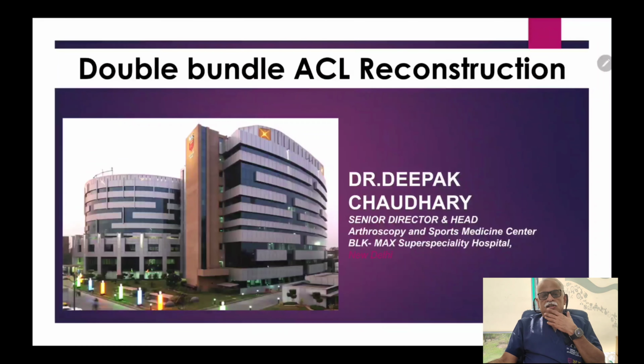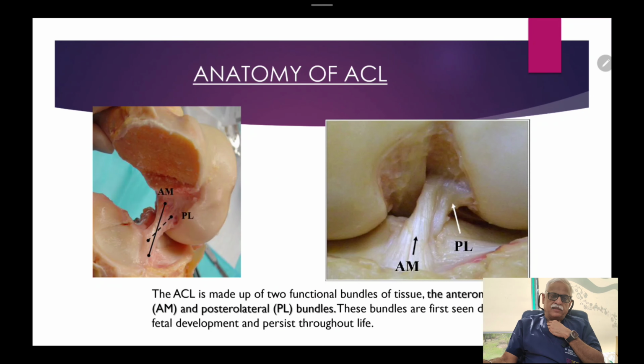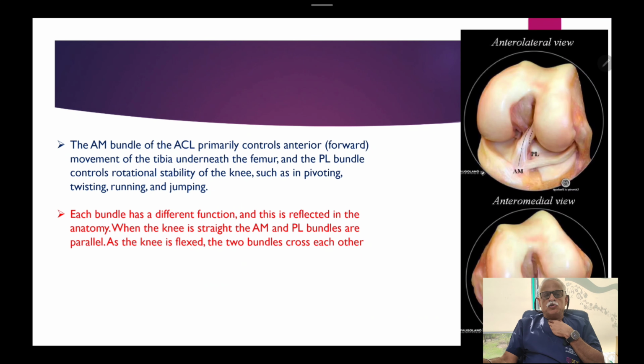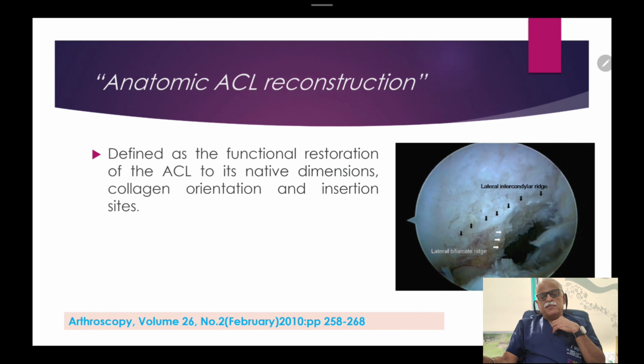We all know orthopedics is all about restoration of anatomy, and arthroscopic ACL reconstruction is no exception to this rule. We all know that the ACL is composed of two separate bundles, the anteromedial bundle and the posterolateral bundle. Not only are these two bundles anatomically distinct, but they have two different functions. The anteromedial bundle primarily controls the anteroposterior mobility of the tibia under the femur, and the PL bundle is primarily responsible for rotational stability. So when we reconstruct the ACL, it is important that we restore the anatomy as well as the normal functions and the kinematics of the knee joint.